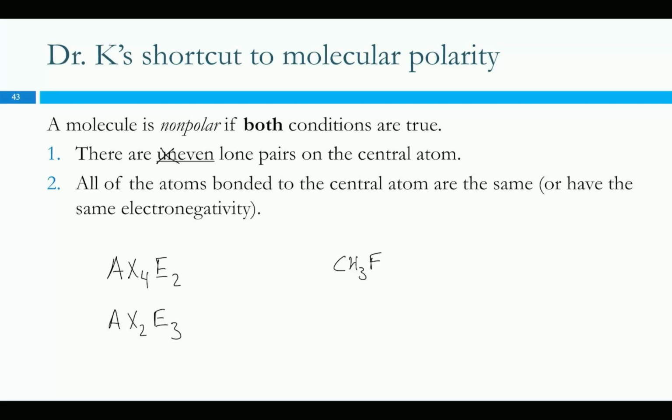So if it was CH3F, in this case I don't have any lone pairs on the central atom, but fluorine is going to have a different electronegativity than hydrogen. So that would be polar.